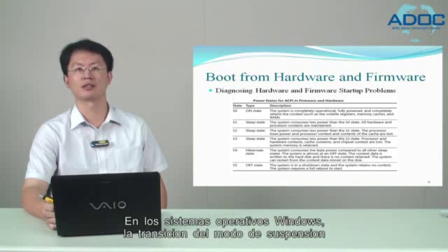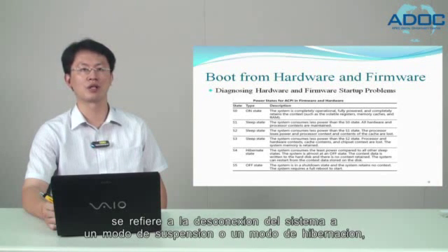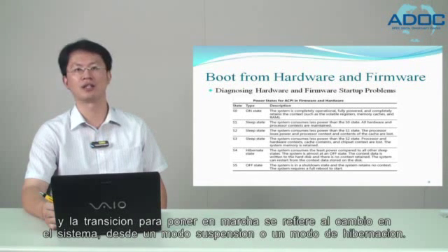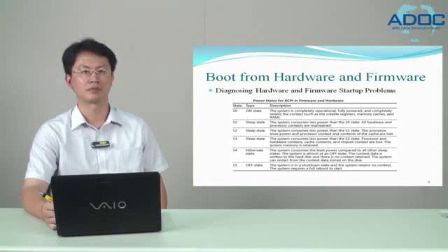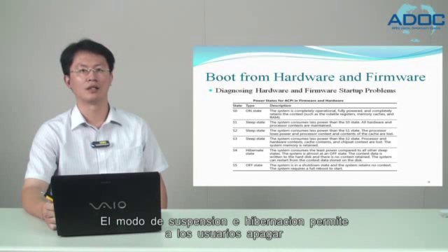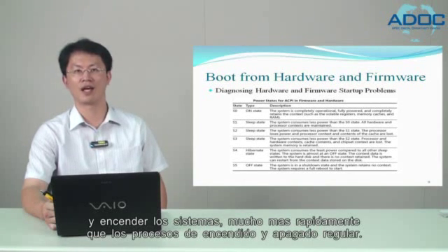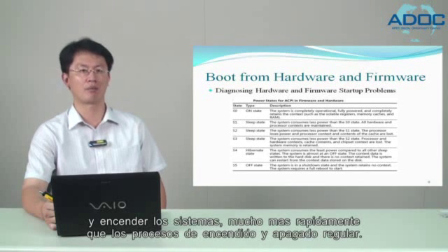In Windows operating systems, the sleep power transition refers to switching off the system to a sleep or hibernate mode, and the wake power transition refers to switching on the system from a sleep or hibernate mode. The sleep and hibernate modes allow users to switch off and switch on systems much faster than regular shutdown and startup processes.